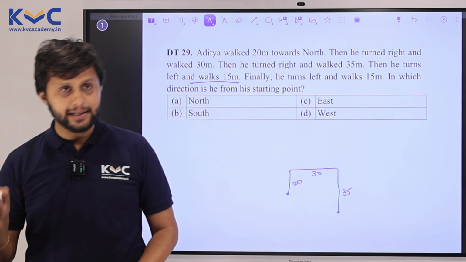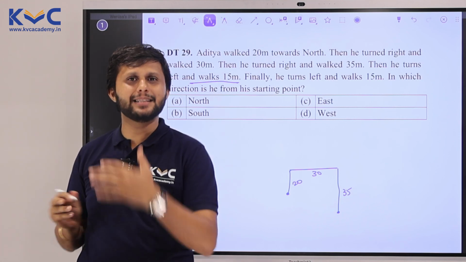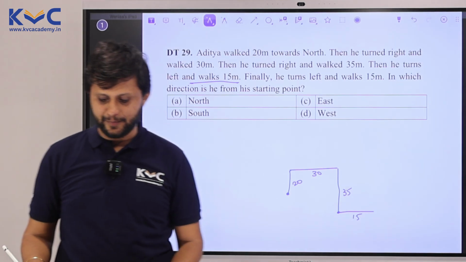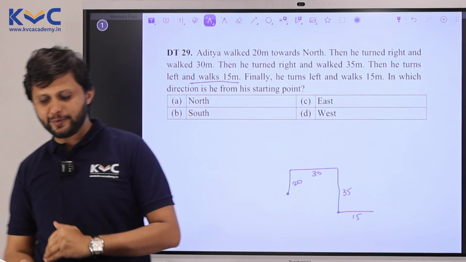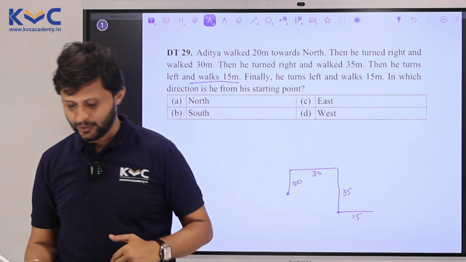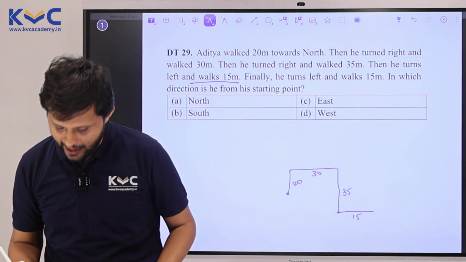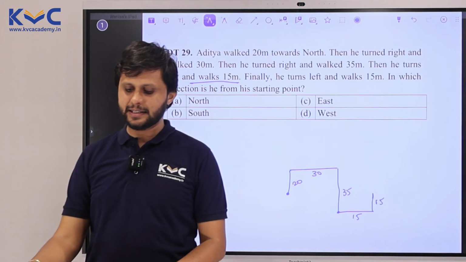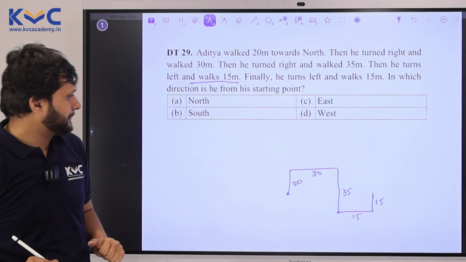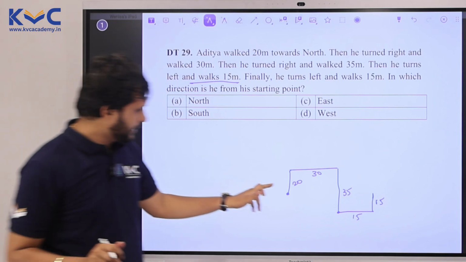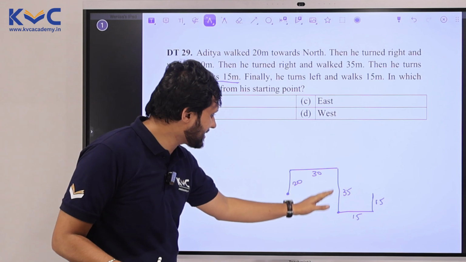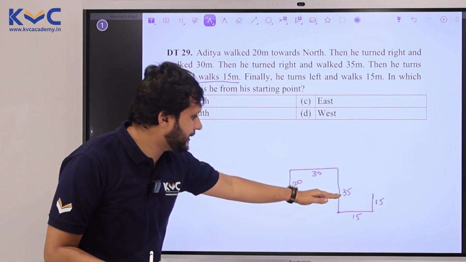Then he turns left. So when he's going down, when he turns left, this side. How much is that? That is 15. Finally, he turns left and walks 15 meters. So he has turned left, again he's turning left, another 15. In which direction is he from the starting point? So if you see over here, 20, 30, this is 35, so it should be slightly more than 20. That's what pulled it down.